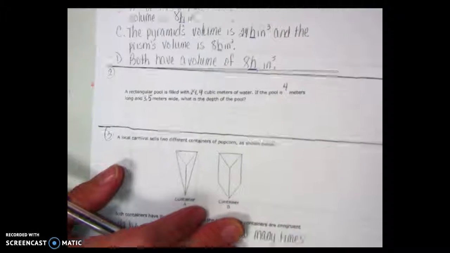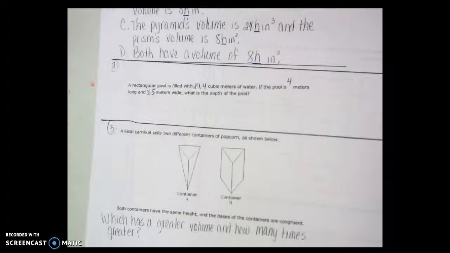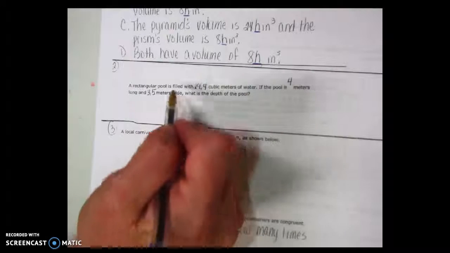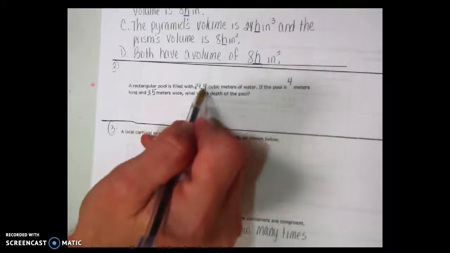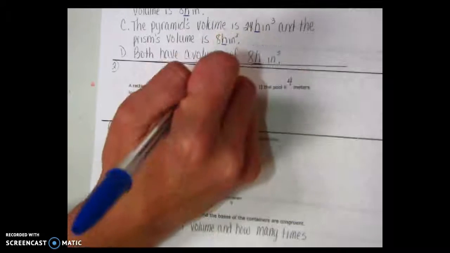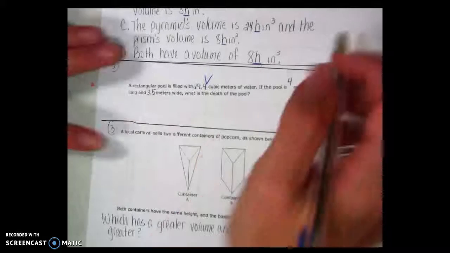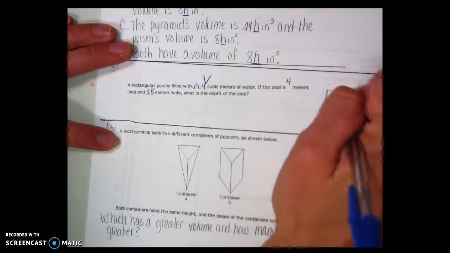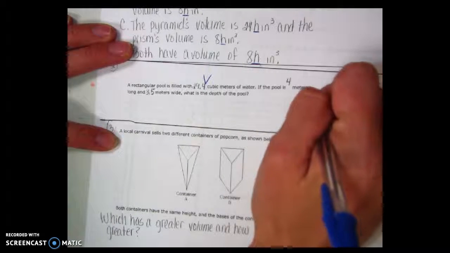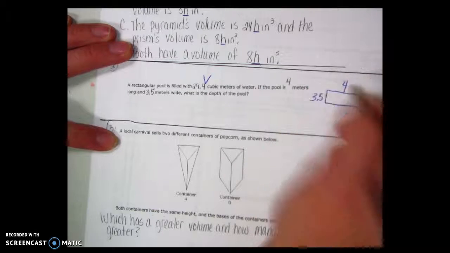Okay, number 2, a rectangular pool is filled with 29.4 cubic meters of water. If the pool is 4 meters long and 3.5 meters wide, what is the depth of the pool? So you're filling it with this water. So that means that is what the volume is. They give you the volume. Okay, it's a rectangular pool. So the rectangle base, it tells you, is 3.5 by 4.